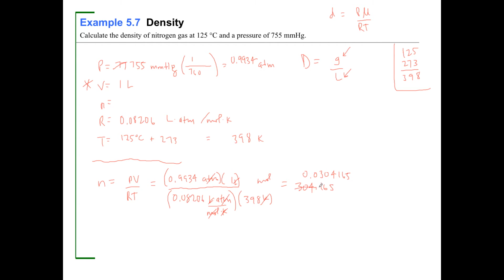0.0304165. Yeah, that makes sense. Right? You see why that bothered me? It was about 1 times 1 divided by 0.08 divided by 398. There's no way it could be 300. Okay, so that's how many moles I have.